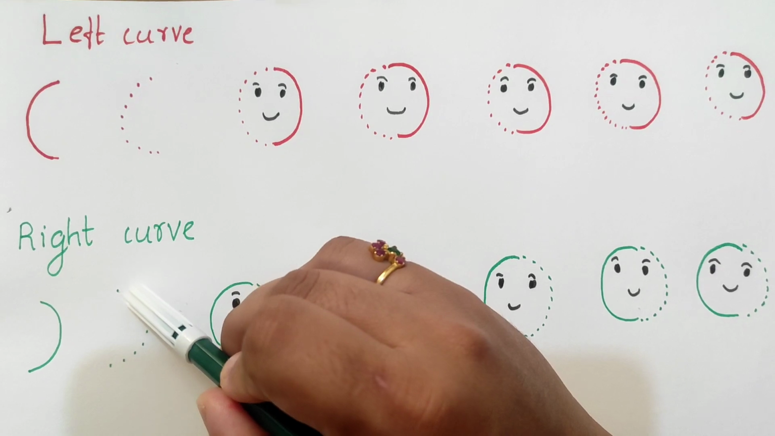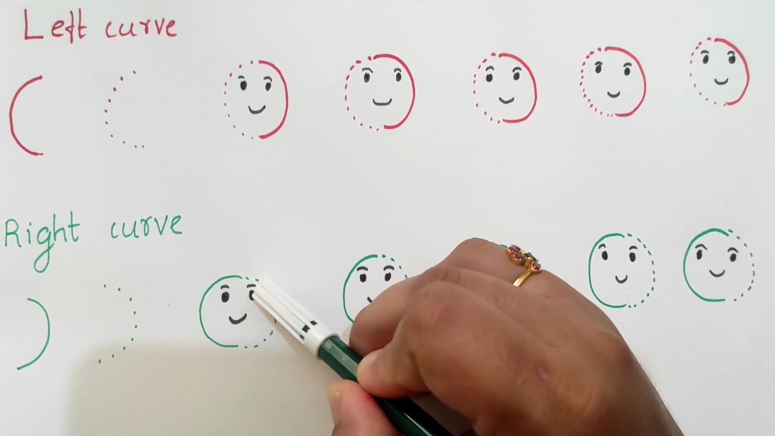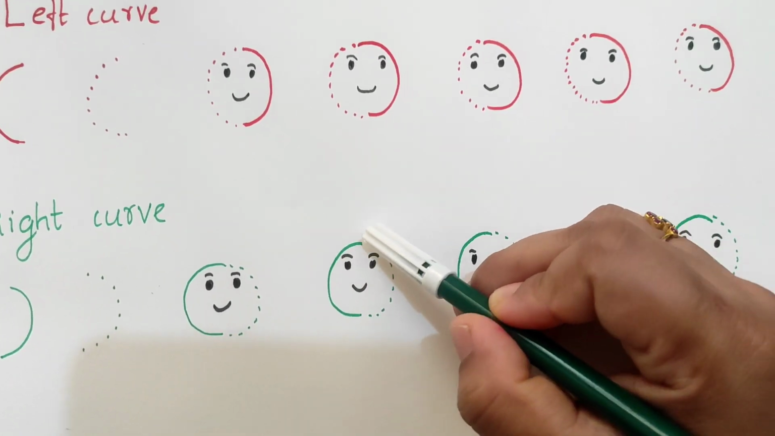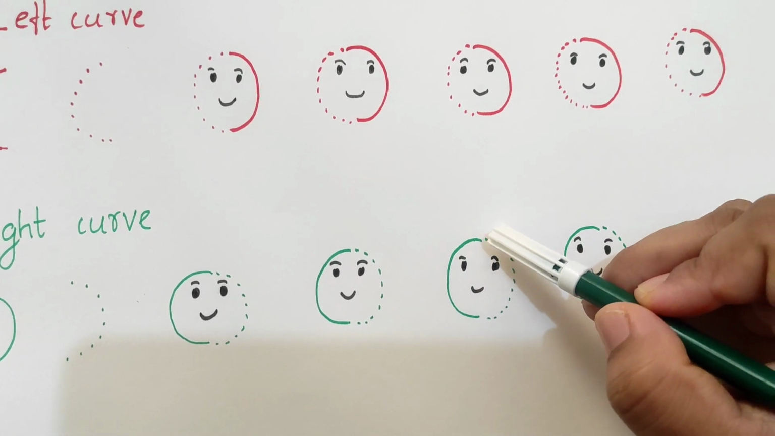Next is the right curve. The right curve goes from the right side.